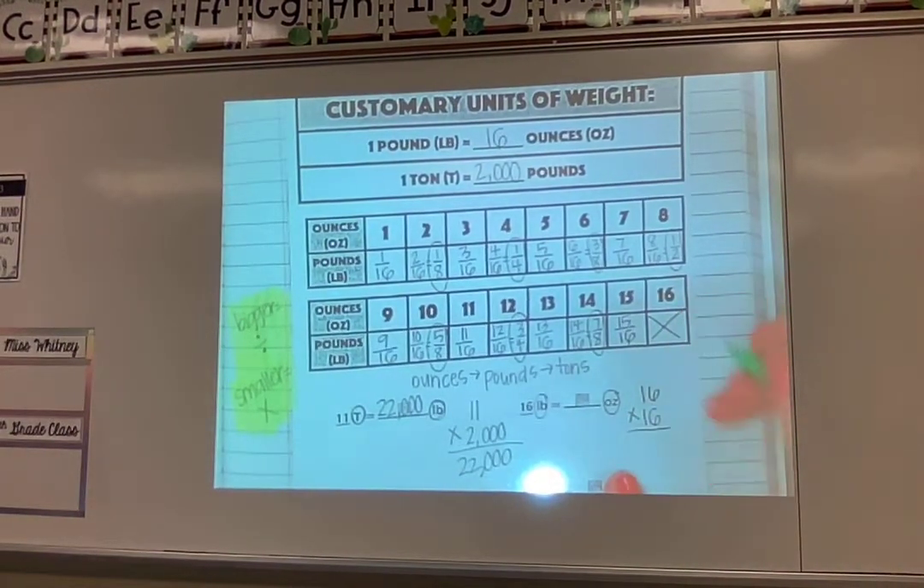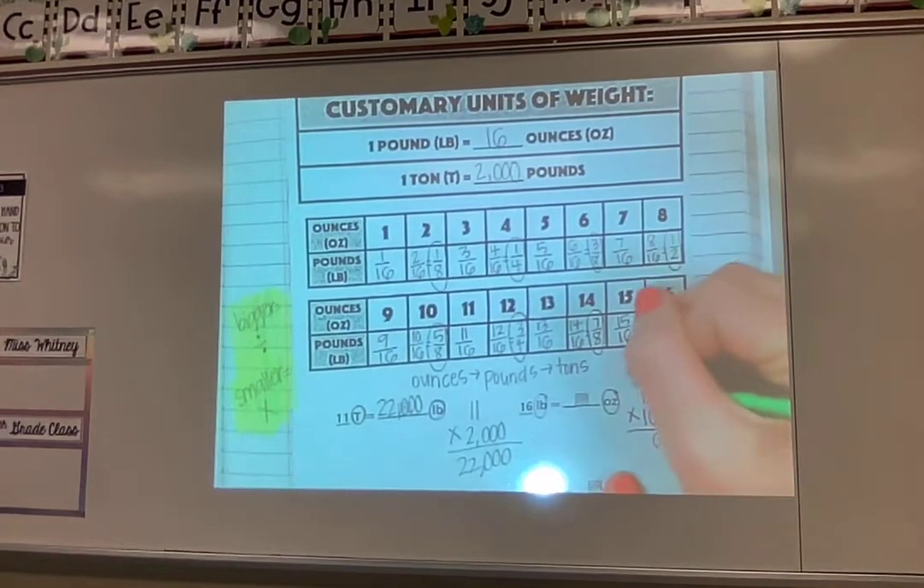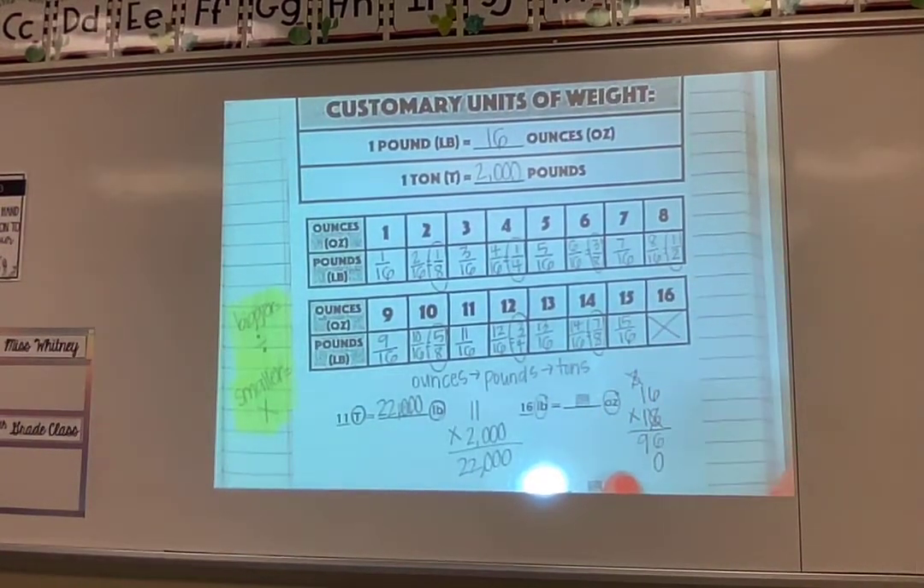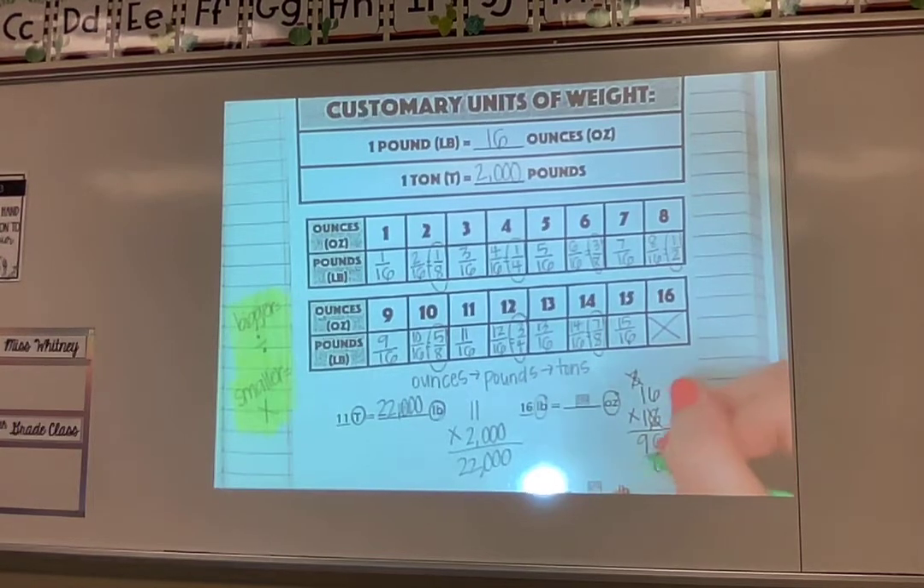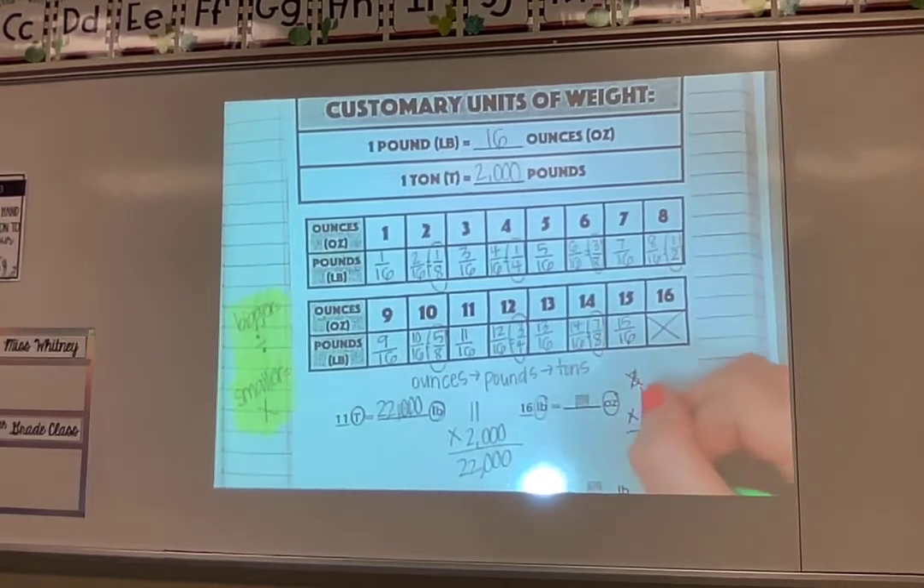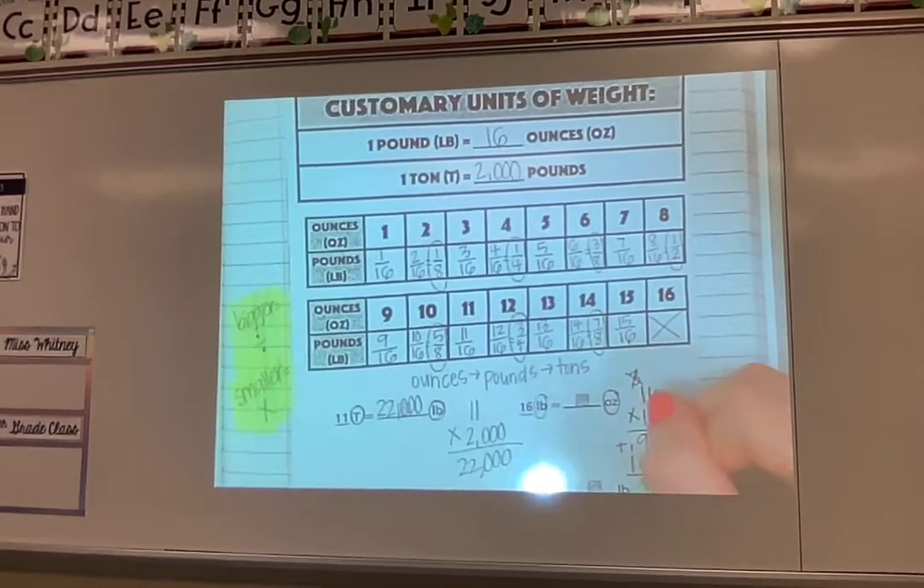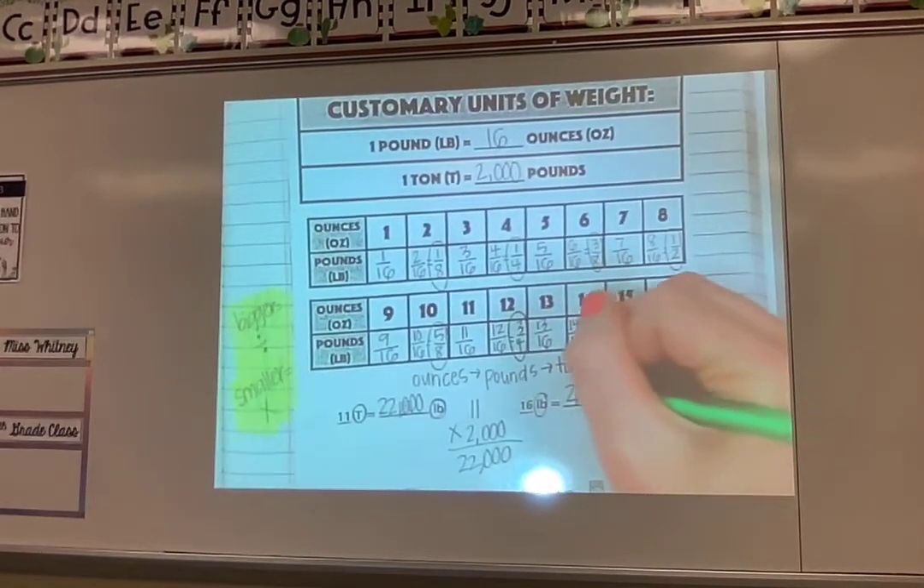6 times 6 is 36. 6 times 1 is 6. Plus 3 more is 9. I'm done with my 6. So X's and an O. Now I'm with my 1. 1 times 6 is 6. 1 times 1 is 1. Add them up. I got 256.